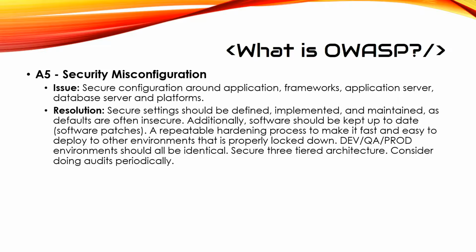Additionally, software should be kept up to date through software patches, and a reputable hardening process should make it fast and easy to deploy to other environments that are properly locked down. This is very important. I strongly suggest that you do this. Also, make sure that dev, QA, and prod environments are all identical. I would strongly suggest having a secured 3-tiered architecture, and I would also consider doing audits periodically.